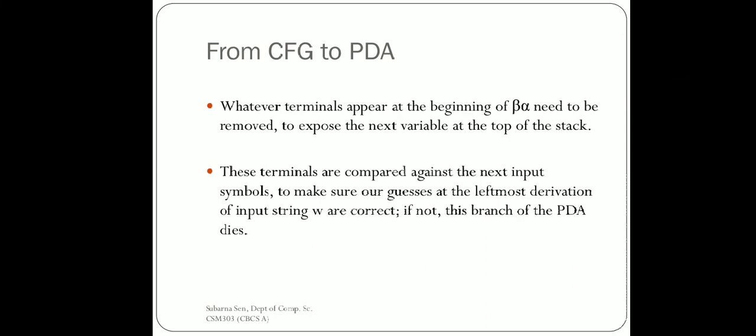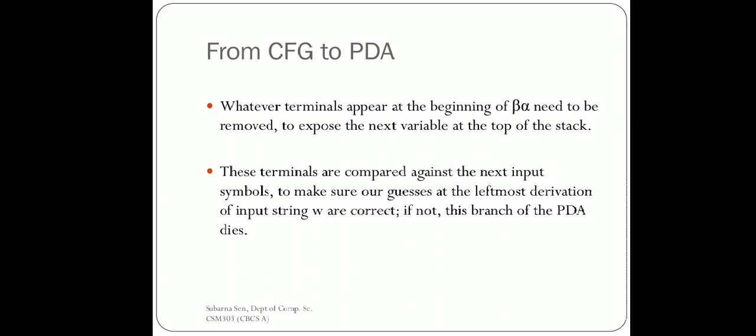Now next, if this kind of situation happens, what can be the way out? How can we move further? Then whatever terminals appear at the beginning of beta alpha need to be removed to expose the next variable at the top of the stack. It's because with the help of terminals we can't do anything else, right? If we have only terminals, our job is to empty the stack, nothing else, because a terminal cannot substitute any other values, meaning we cannot work on it, right?